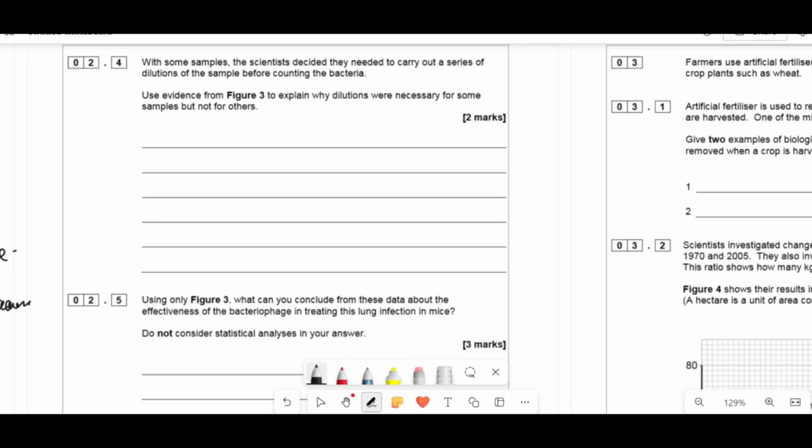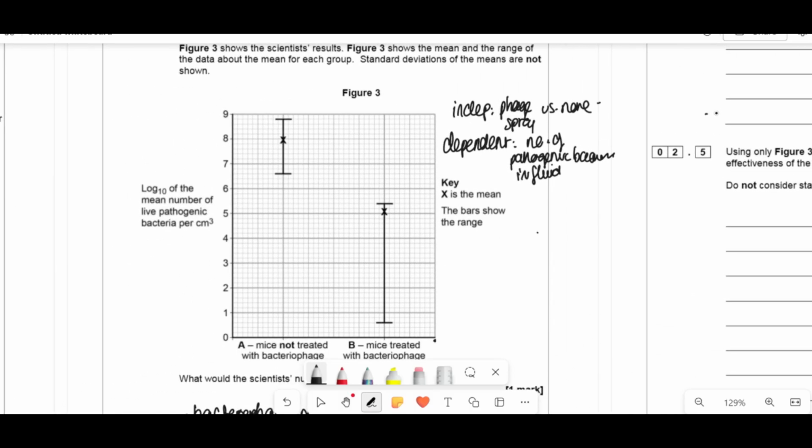With some samples, the scientists decided that they needed to carry out a series of dilutions in the sample before counting the bacteria. Use evidence from figure 3 to explain why dilutions were necessary for some but not others. So if you have a look at figure 3, these are all singular numbers. It's the log 10 value. To undo a log 10 value, you need to do the base, which is 10 to the power of the log 10 value. So for example, 2 is 10 squared, that's 100. 10 to the 9 is 10 followed by 9 zeros.